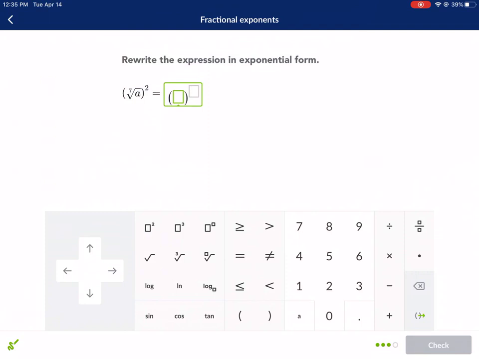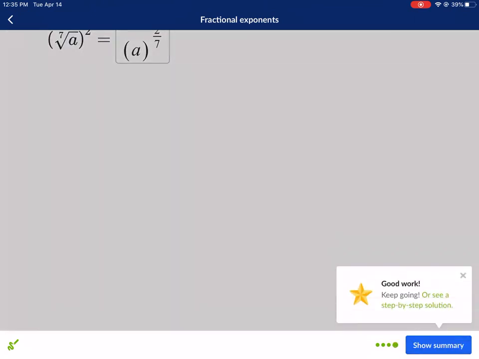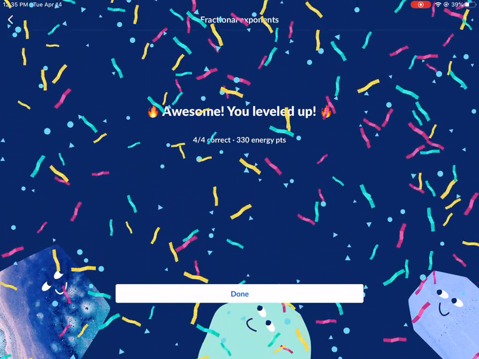So let's go ahead and write that, a, and then we need to put a fraction here, so we click the fraction button. 2 goes in the top, because that's the exponent. 7 is the root, the 7th root, so we put that in the bottom. And we get our answer. What a satisfying sound. We finished this, 100%.